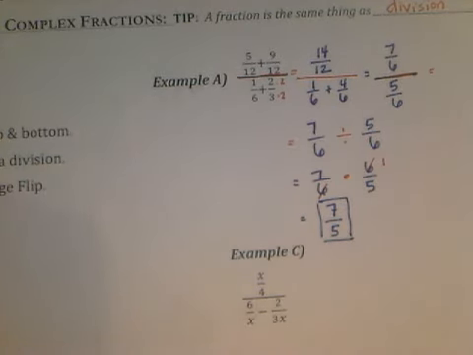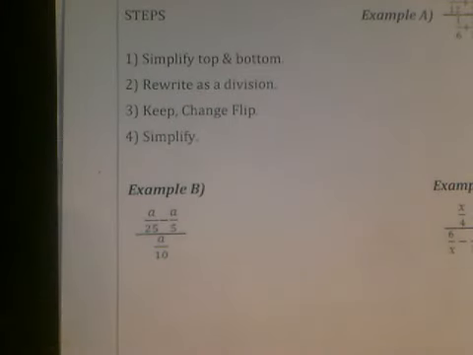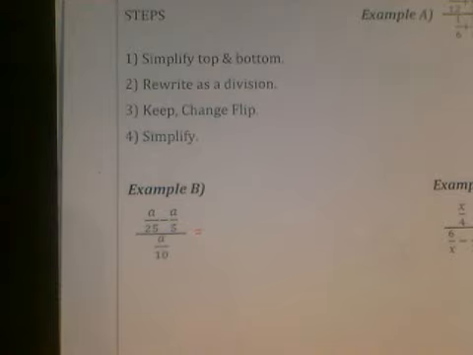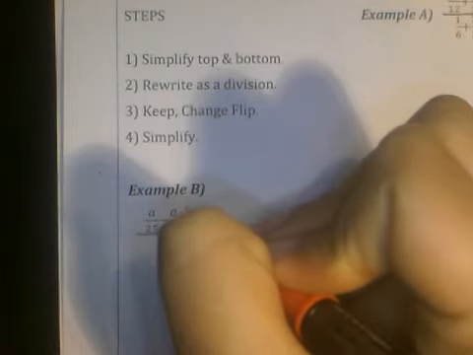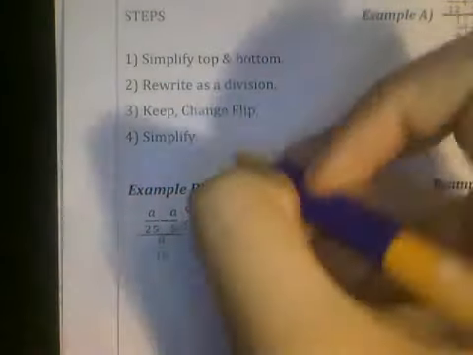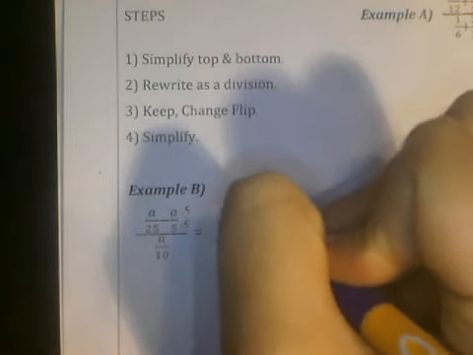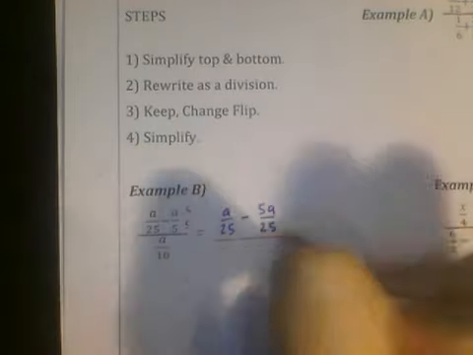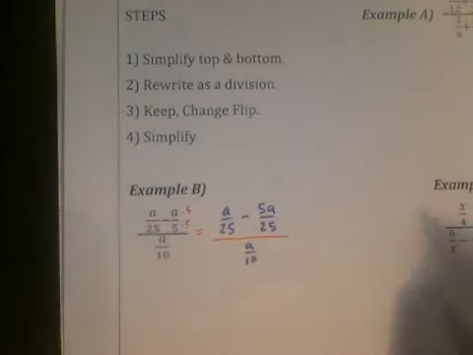Let's try another example. Example B is slightly different because you have variables, but the process is basically the same. My first step is still to simplify the numerator first. So I have a over 25 and a over 5. To get a common denominator, I'm going to multiply times 5. And that turns into a over 25 minus 5a over 25. As I simplify the top, I'm going to be sure to keep bringing over my main fraction as well as the denominator so I don't accidentally miss that half of the problem.